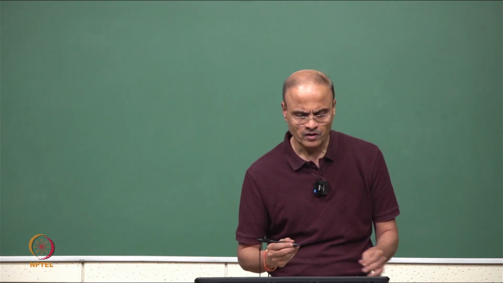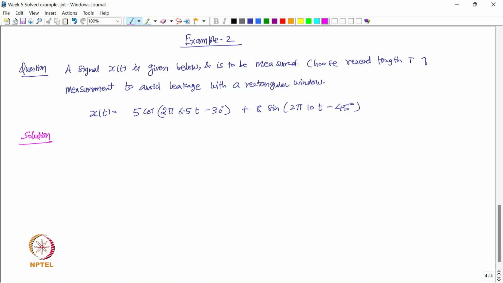So, let us see what the frequency content of the signal is. Here we see that there are two frequency components, one at 6.5 hertz and the other at 10 hertz. So, what is the time period of this? The time period of the first frequency component is T1 = 1/f1, which is 1/6.5 seconds, and the time period of the second frequency component is T2 = 1/f2, which is 1/10 seconds.